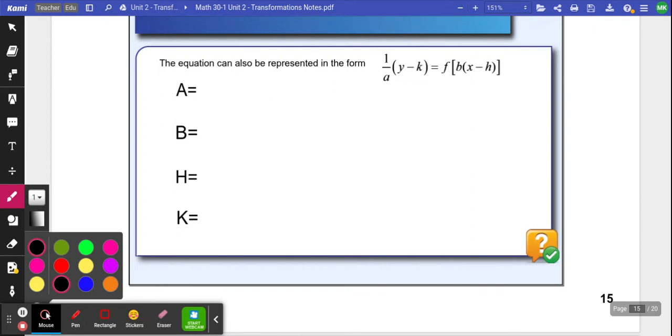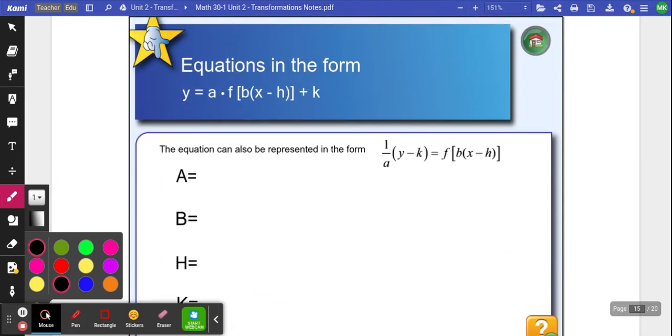Okay. Let's talk about transformations for a minute. So we're going to talk about all the transformations that we've learned because we've learned a lot of them. You can now put them all together. That's what we're about to do.